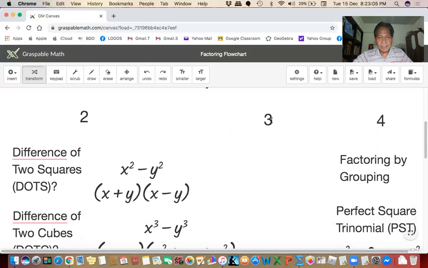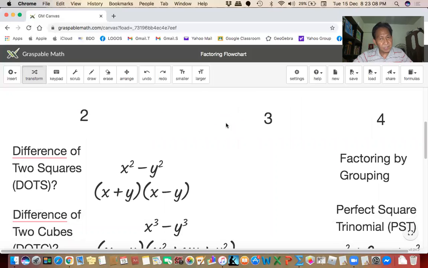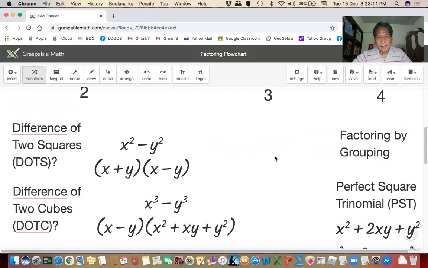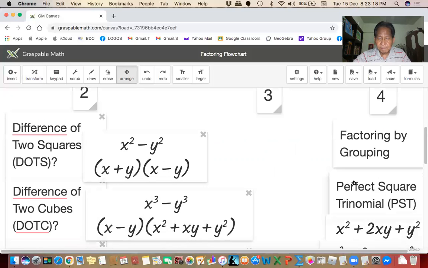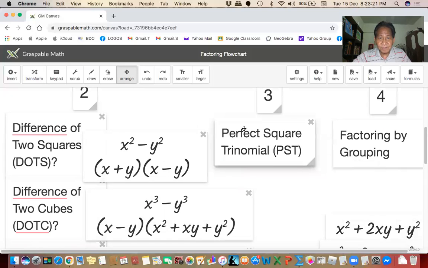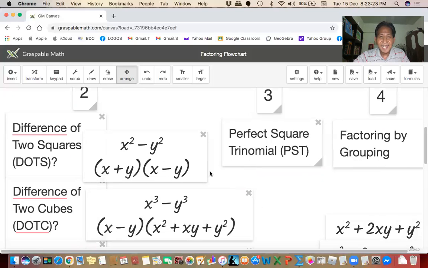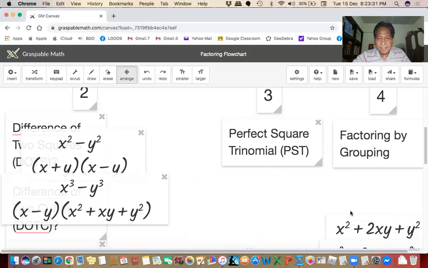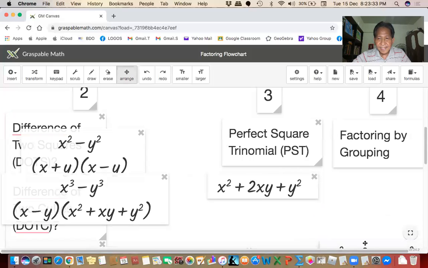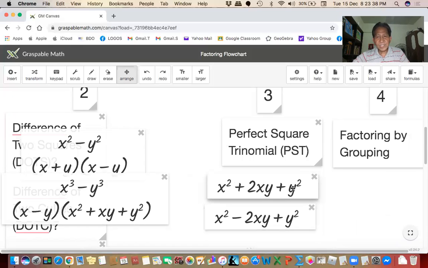Now, for the other two, 3 terms and 4 terms, I'm not going to discuss it here. Let me just point out what special factorizations can be done for 3 terms. So we have a perfect square trinomial. For 3 terms, we can have a perfect square trinomial, which will look like this. This and this are perfect square trinomials. All right, perfect square trinomials look this way.